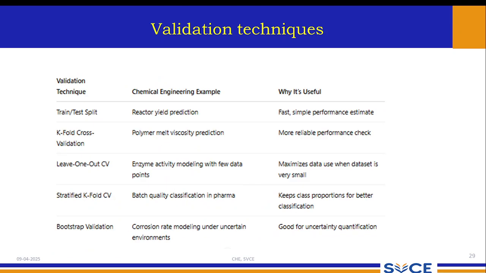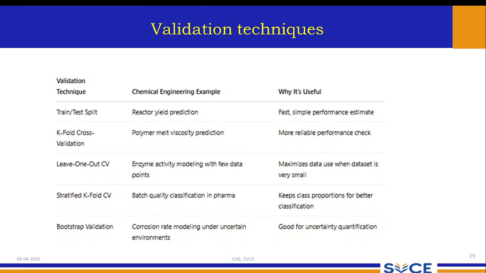So these are the five techniques: train-test split, k-fold cross validation, leave one out cross validation, stratified k-fold cross validation, and bootstrap validation, with the chemical engineering examples given here showing why each is useful. For train-test split, the example is reactor yield prediction, a fast, simple performance estimate. Reactor yield prediction is very fast as well as simple, so usually we go for train and test split. The majority of validation goes for the train and test split.